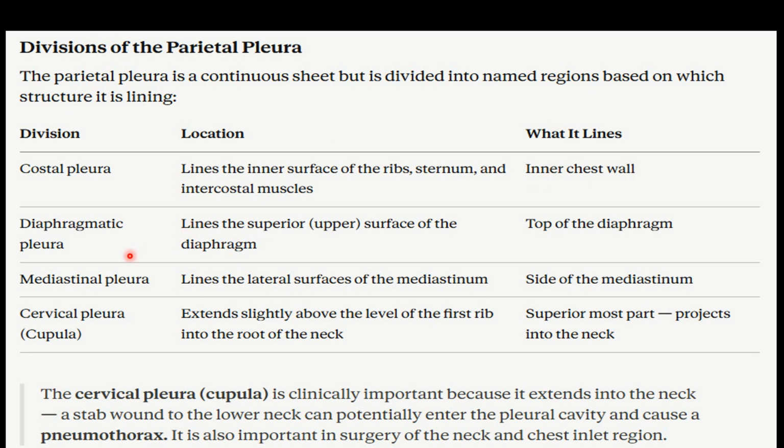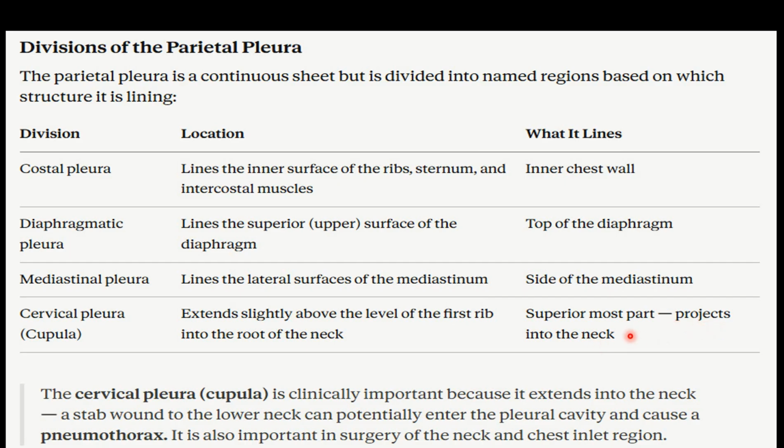Next is the diaphragmatic pleura. It lines the superior surface of the diaphragm, the top of the diaphragm. Next is the mediastinal pleura, which lines the lateral surface of the mediastinum, the side of the mediastinum. After that we have the cervical pleura, which extends slightly above the level of the first rib into the root of the neck. It is the superior-most part.